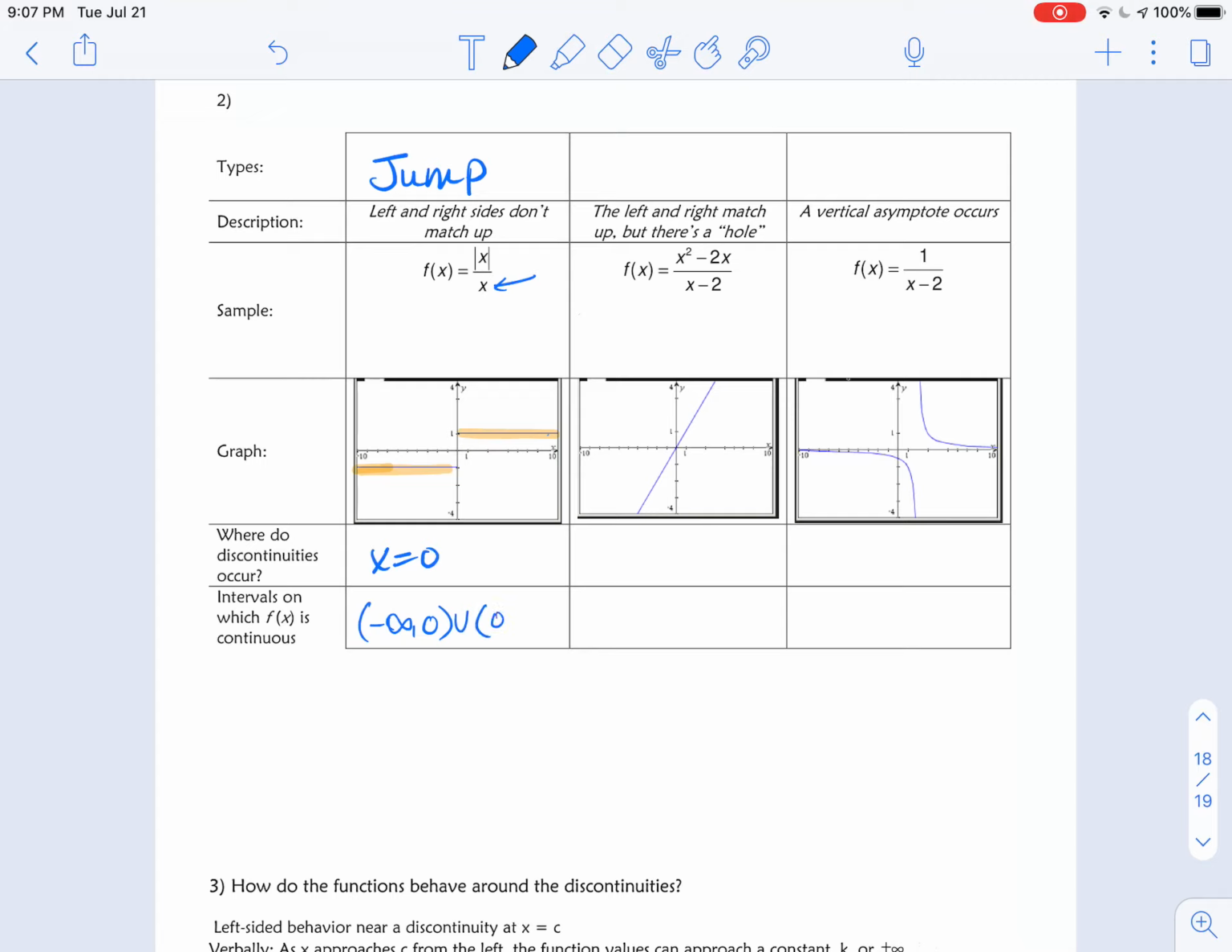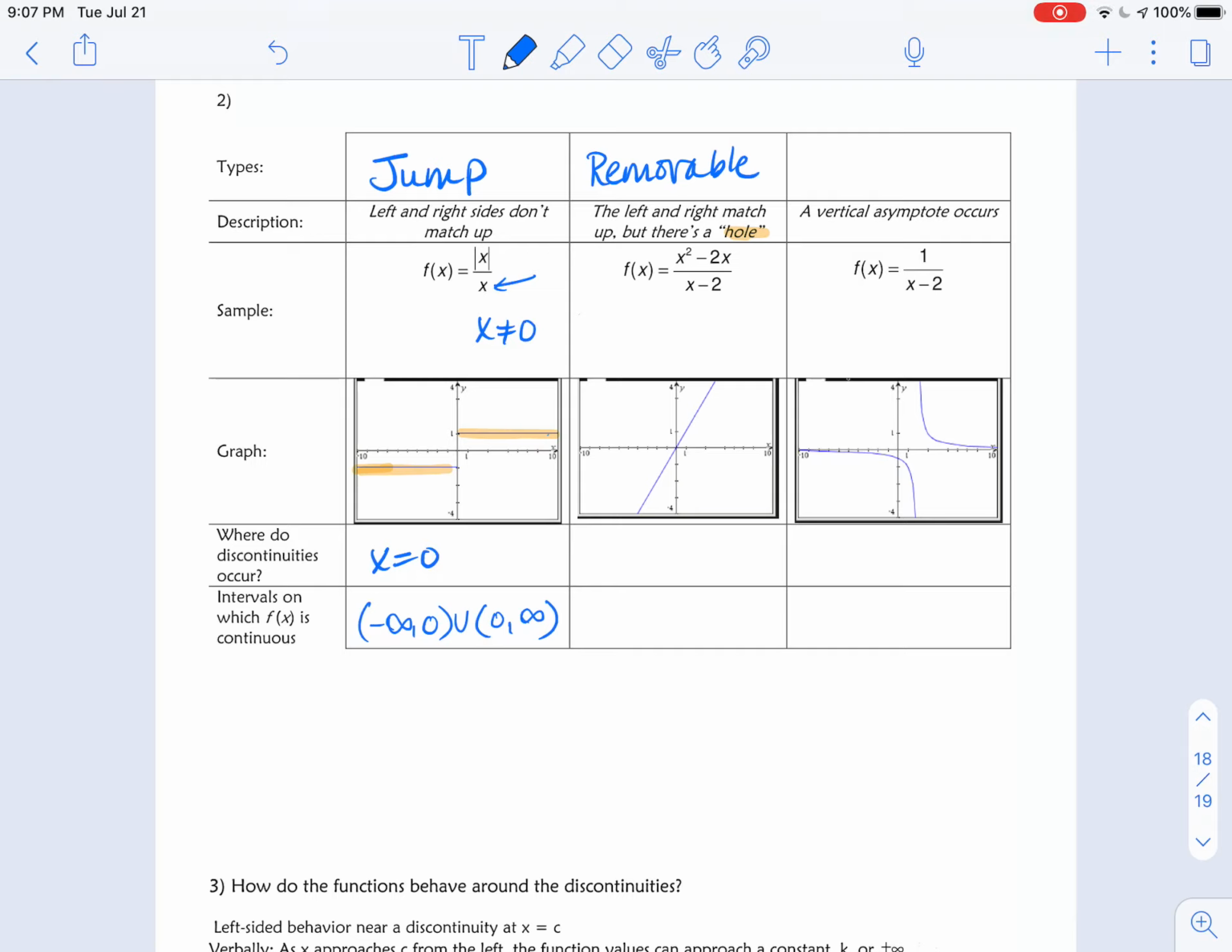So from -infinity to 0, jump over 0, so we'll use that union with the parentheses, and then from 0 to infinity. And I'll just make a little note, x can't be 0 in our denominator. The second type is our removable discontinuity, and this one sometimes doesn't even show up. But really what you've got is a little hole in your graph.